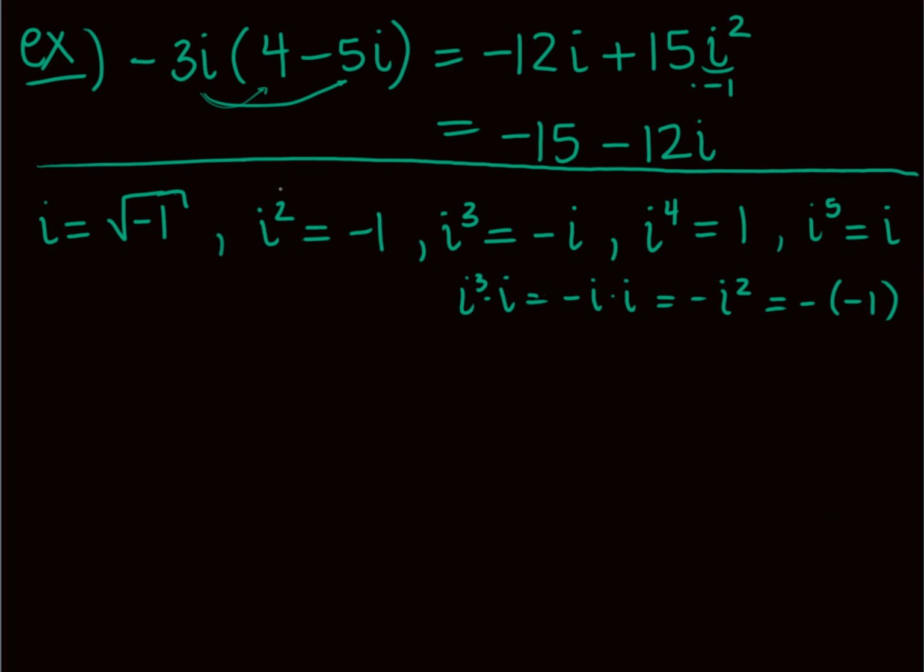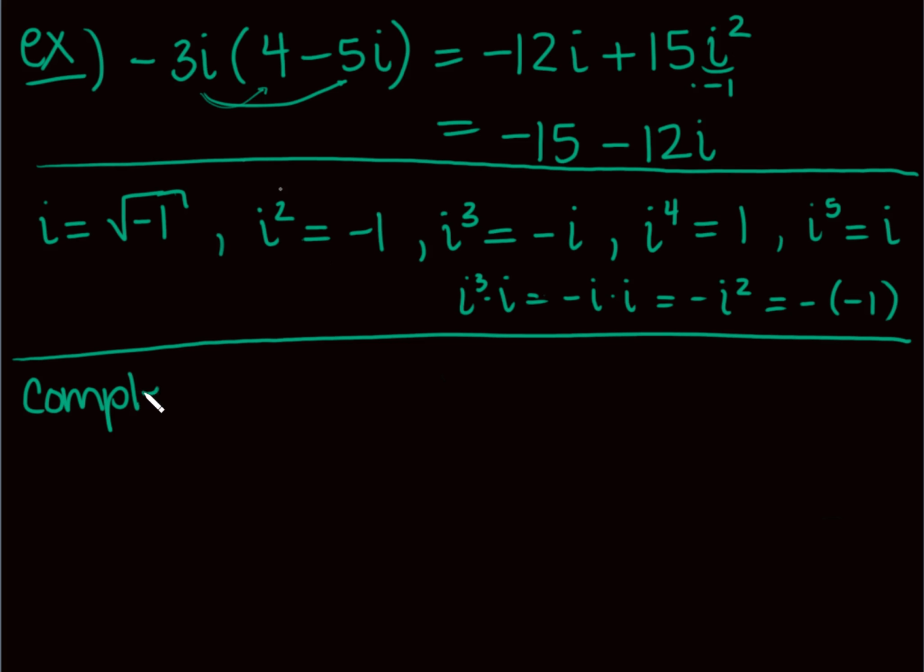And then look at i to the 6th, which would be i to the 4th times i squared, which is negative 1. Anyway, kind of interesting to look at. I just wanted to show you that, and now I'm going to move on because we're going to talk about division. So we've done addition, subtraction, and now let's talk about division.